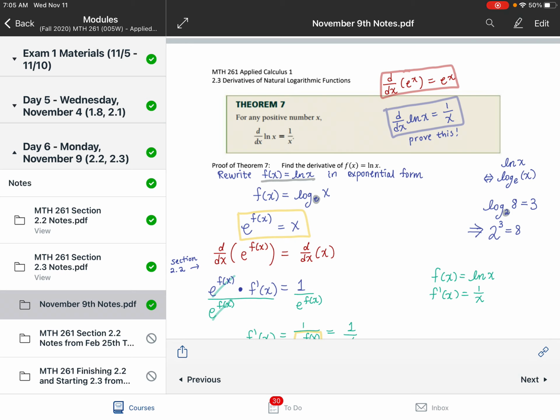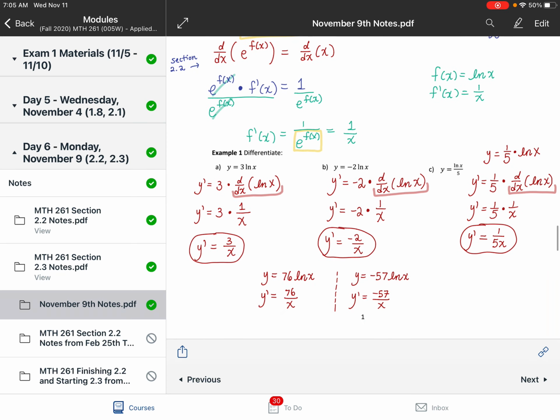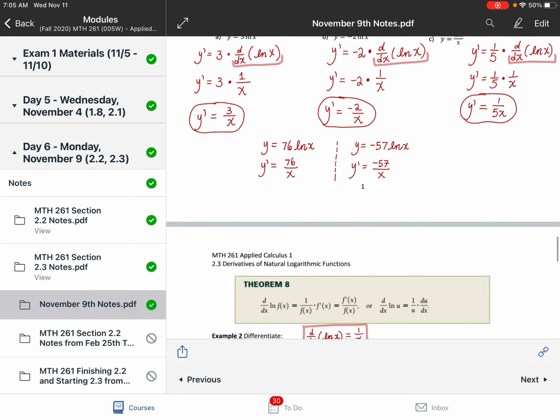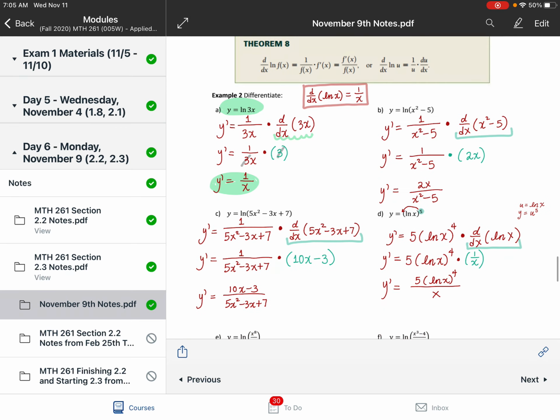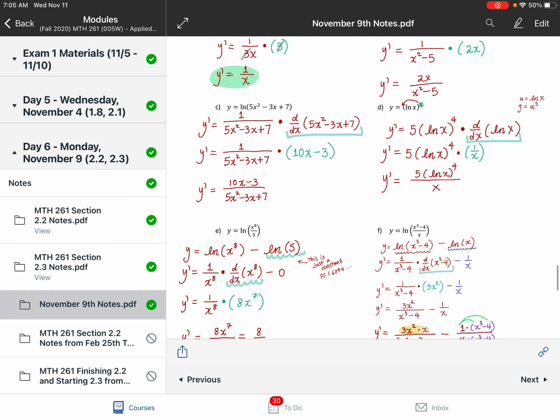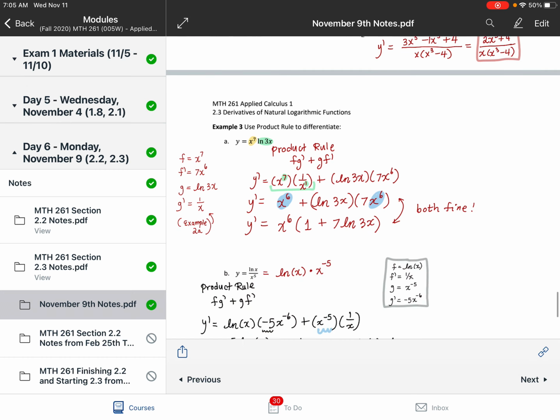We did prove theorem 7 in class, that the derivative of natural log of x is 1 over x. And after proving theorem 7, we used it to differentiate a whole bunch of other functions. We kind of added on the chain rule to it. So we combined this new idea, theorem 7, with the chain rule, and differentiated more functions.